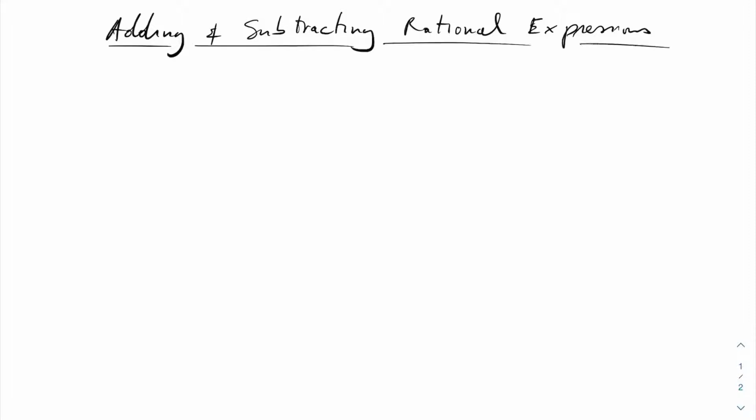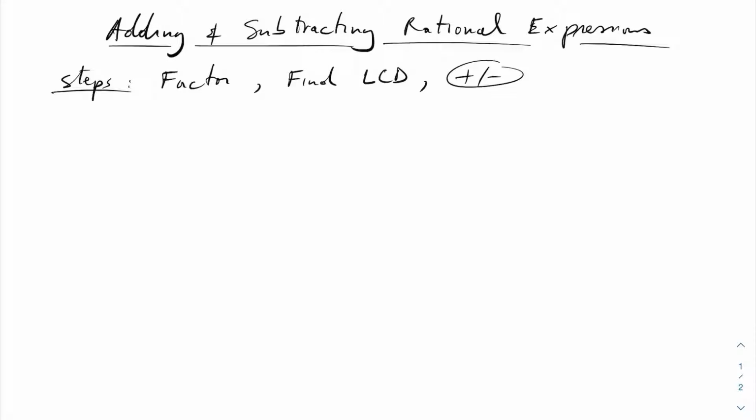The first one is to factor the denominator completely, not the numerator, denominator only. The second step is to find the least common denominator, then multiply the numerator and denominator of each fraction so that they have the same denominator. The third step is to add or subtract the numerators. And the fourth step is to simplify. Okay, that looks like a lot of steps, but it's really not. Let me give you some examples here so you can see more clearly what's happening.